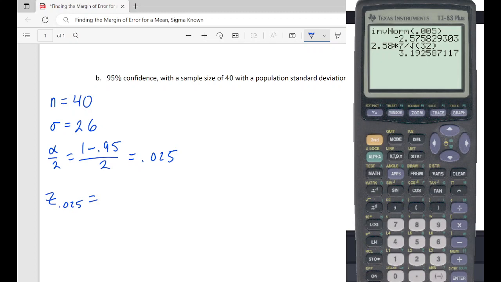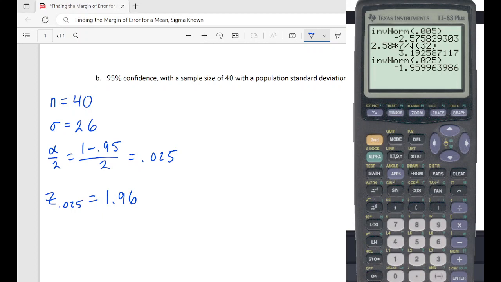So we need to find our critical value, z of 0.025. And I'm going to use the calculator again to do this work for me. So second vars, number 3 inverse norm, 0.025 for the area, and hit enter. And I will get, to 2 decimal places, a positive, ignore the negative, 1.96.